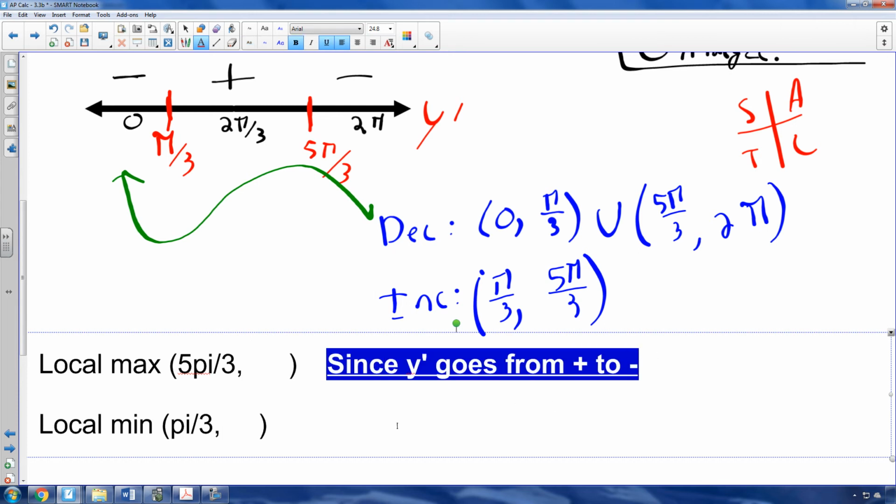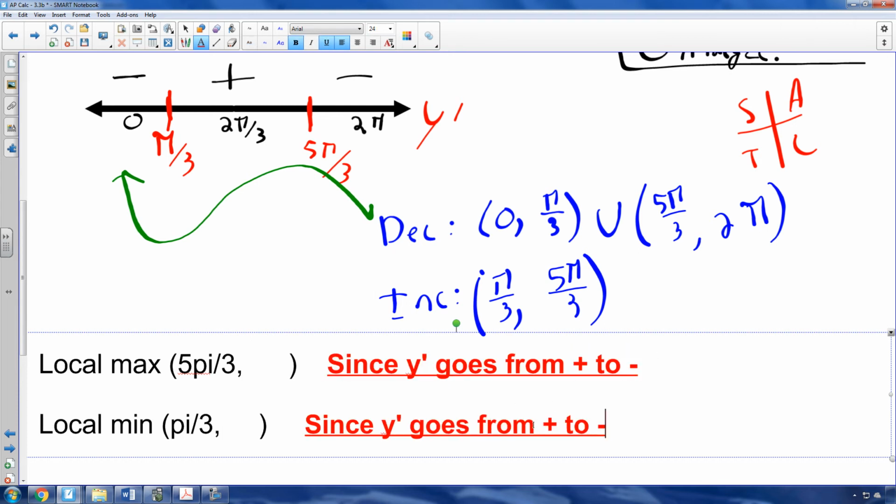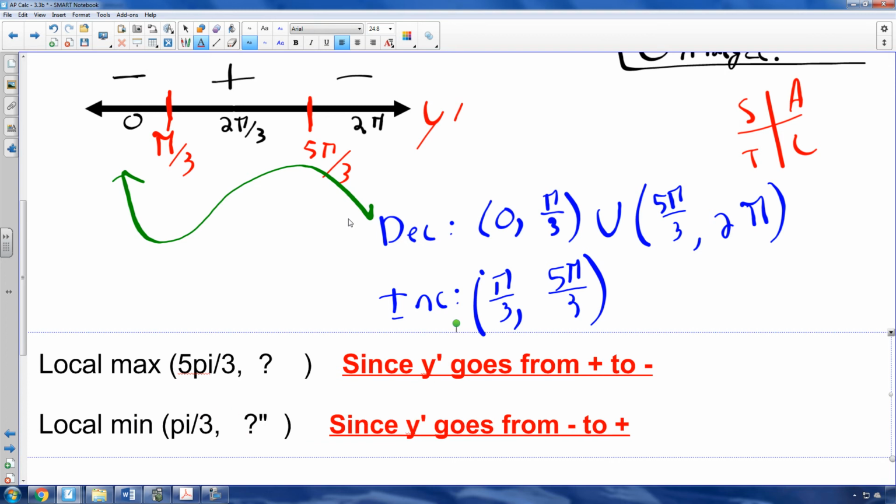And then we want to do the same thing here, since y prime goes from, but in this case it's negative to positive, okay? So this sentence needs to be there. You have to have that. Now the thing is we need y values for both of these. Local min is really technically a point, isn't it? So we need a y value that goes with these.